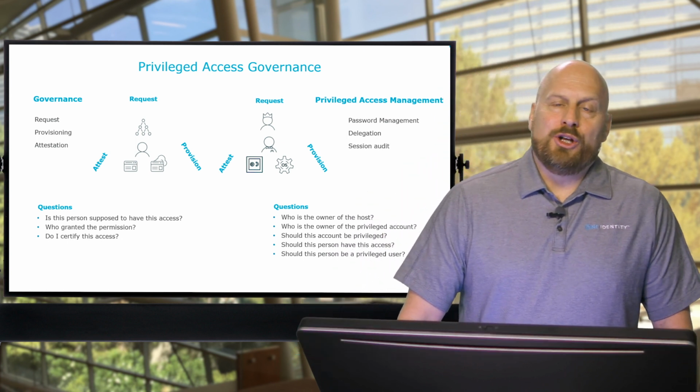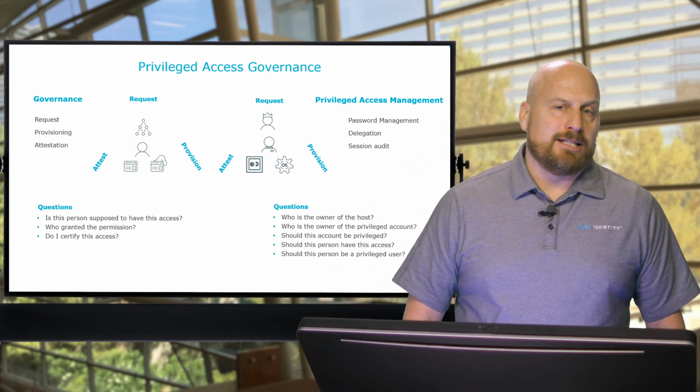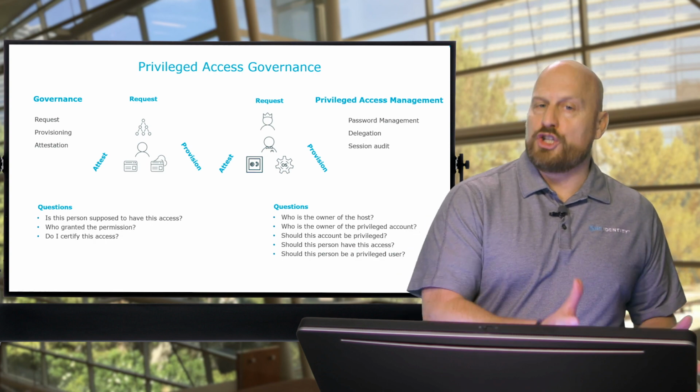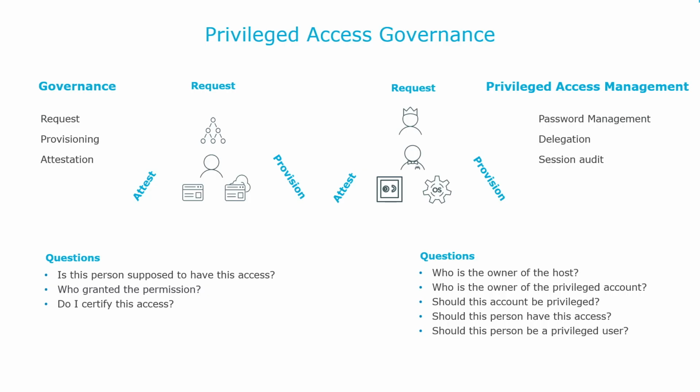So as you probably know, there are a couple of disciplines in identity and access management. One would be the provisioning and governance discipline, things like request, fulfillment or provisioning, and then the attestation of that provisioning action. And the other would be privileged access management. That's things like managing the privileged passwords, making sure that they're not shared as much as they need to be. A delegation, giving people only the rights they need to do their jobs. And then session audit, watching what people do as they use that privileged password and do administrative activities.